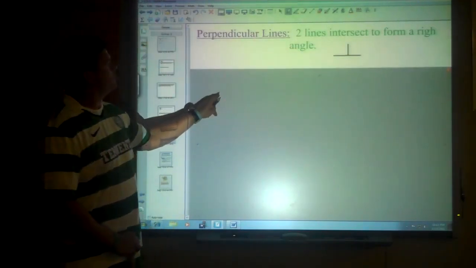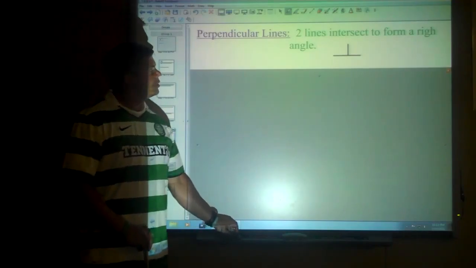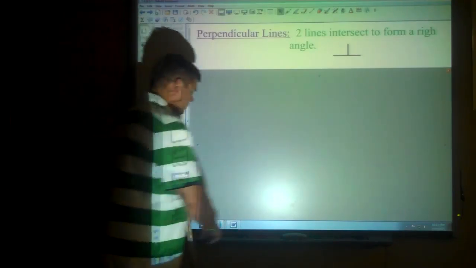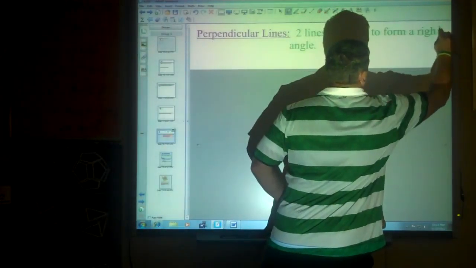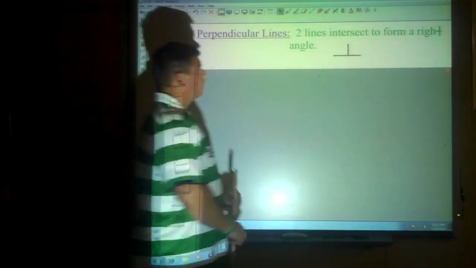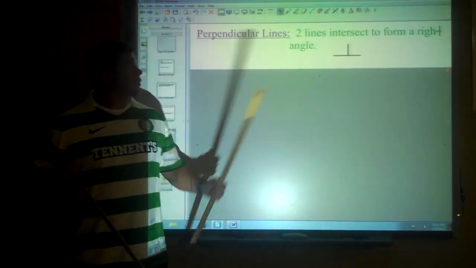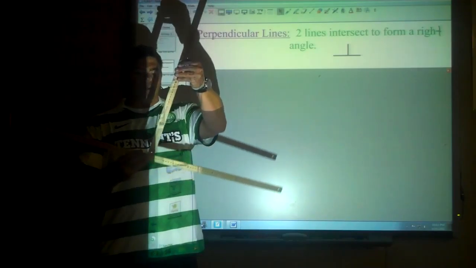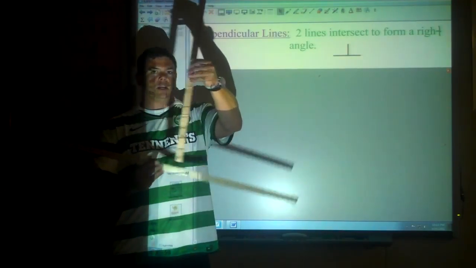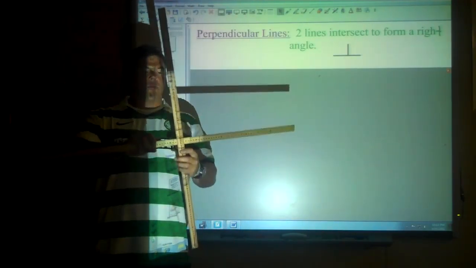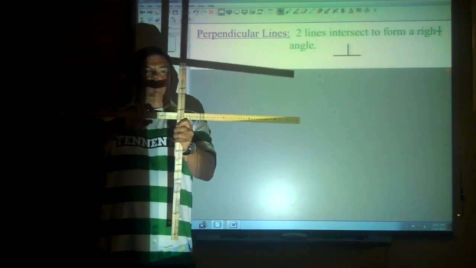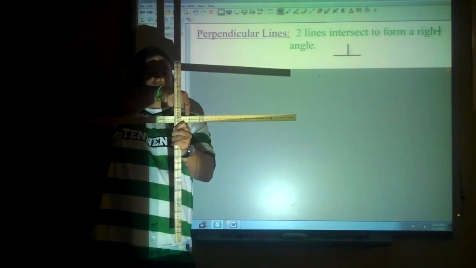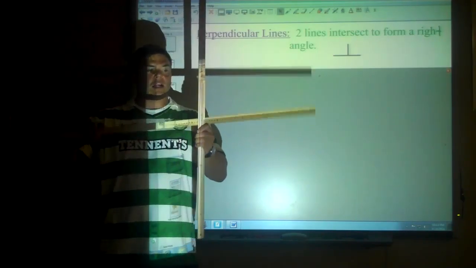First bit of information is on perpendicular lines. Perpendicular lines have an intersection that forms a right angle. Now the symbol is an upside down T, and the reason is because it appears as if they are coming together at 90 degrees. But in reality they don't have to. It could be more like a plus or a cross. But the point is, you have to form 90-degree angles. So here's a 90-degree angle, 90-degree angle, 90-degree angle, 90-degree angle.